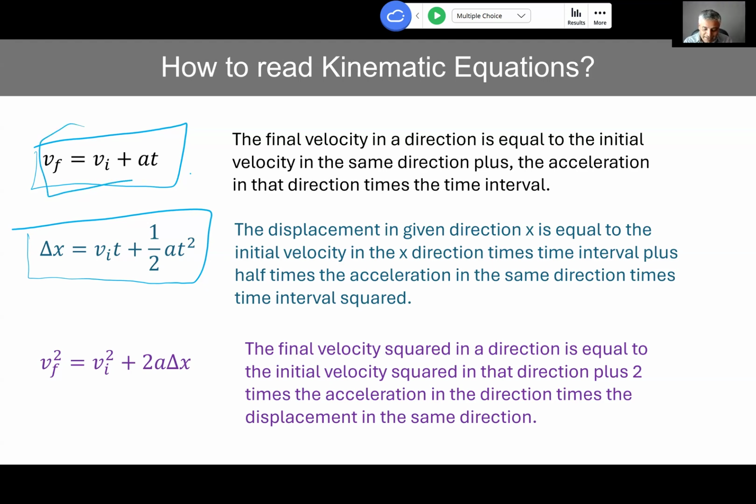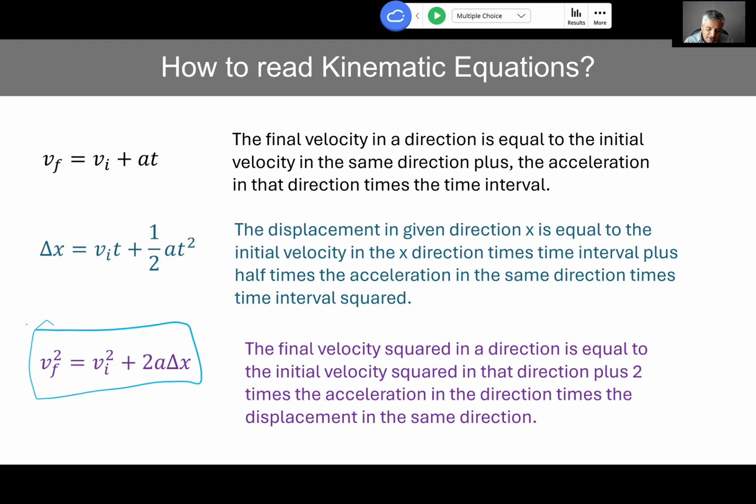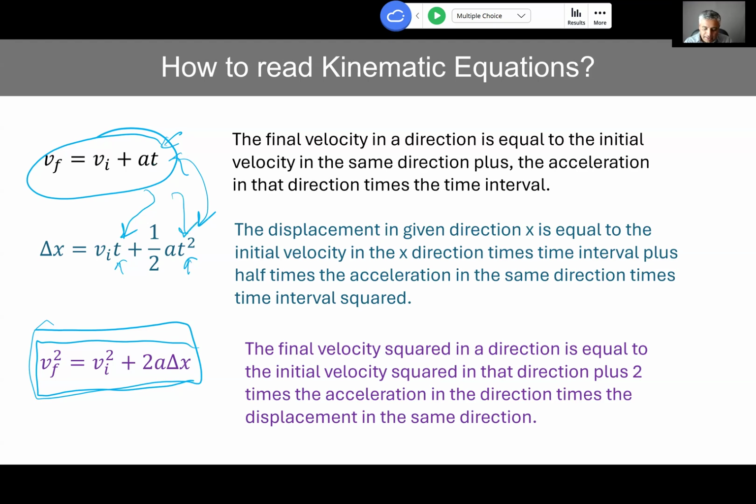The first came from the slope of the velocity versus time graph. This one came from the area under the velocity versus time graph. Now, where is the third coming from? Basically, it's the combination of these two. These two have time in them, but this one doesn't have time. So what we do is solve the first one for t, then plug that t in here and simplify. When we do that, we get this equation.